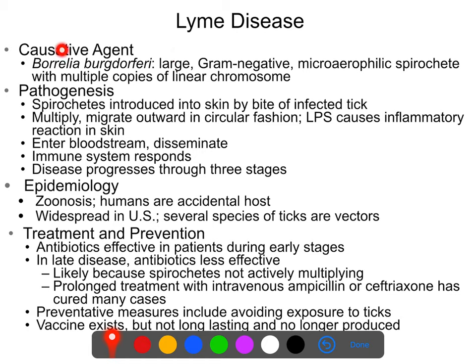Causative agent, as I said, is Borrelia burgdorferi. It's a gram-negative microaerophilic spirochete. The pathogenesis: it gets into the skin through the tick bite, multiplies, migrates outwards. LPS causes an inflammatory reaction, hence you get the rash. It enters into the bloodstream, spreads to other parts of the body in stage 2. The immune system responds and actually creates most of the symptoms.